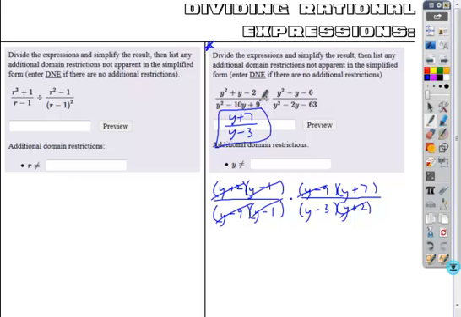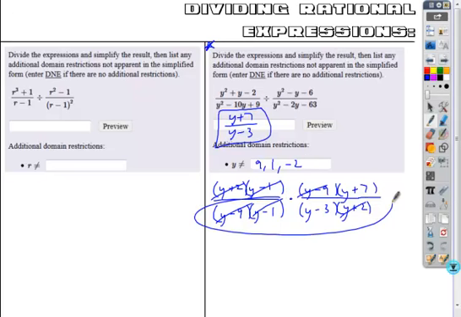And once you're identifying your additional domain restrictions, you look at all the canceled factors from the denominator, and you include any zeros of factors that are no longer apparent in this simplified form. So here we see that y can't be 9, y can't be +1, y can't be -2. None of those are apparent in the simplified form.